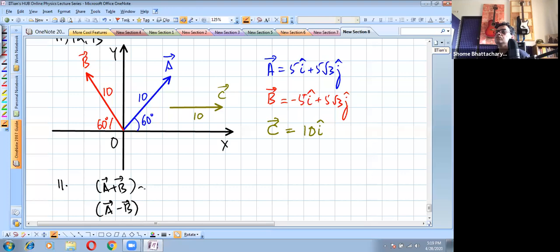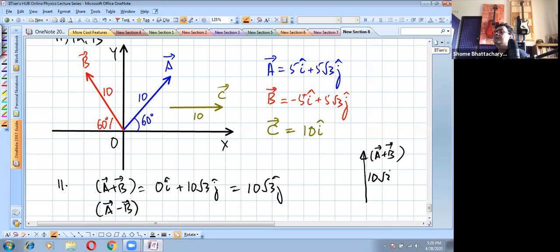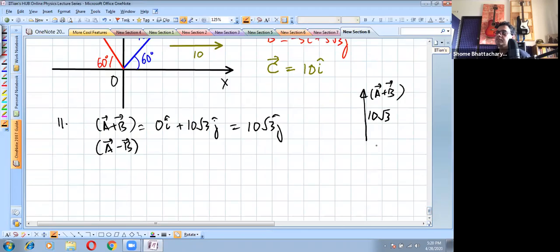So just do vector sum like here. A plus B is 5 plus or minus 5, so 0 i cap. So that's nothing. Plus 5 plus, so that's 10 root 3 j cap. So 0 doesn't matter. It is 10 root 3 j cap. So this vector A plus B is pointing along the positive y-axis, as you can see, and it has a magnitude of 10 root 3. Whether we are asked about the magnitude or the direction, we can answer. In this case, the options ask about the magnitude and the direction. You can see it is along plus j cap.